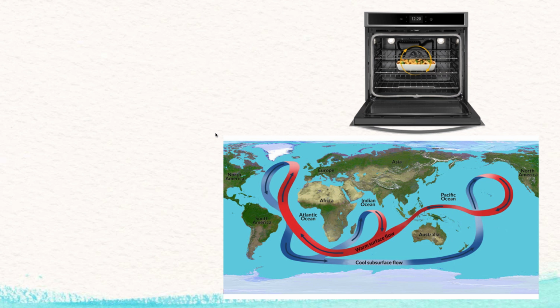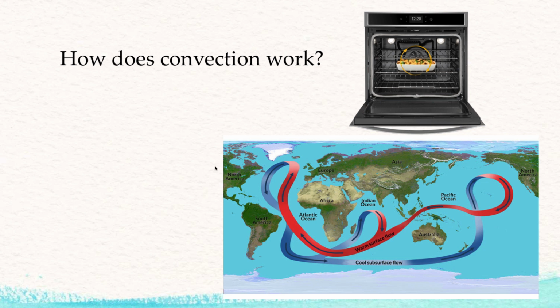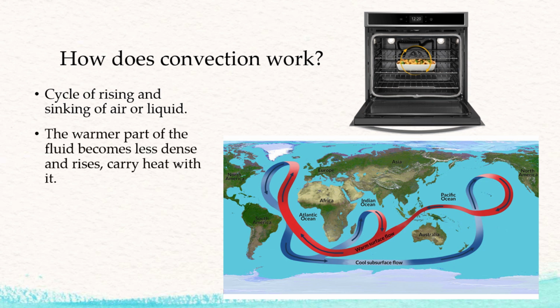Okay, so how then does convection work? What's the science behind it? All right, let's take a look. It's the cycle of rising and sinking of air or liquid. The warmer part of the fluid, or liquid, or air, becomes less dense and rises. It carries the heat with it. So it has to do with density, okay?